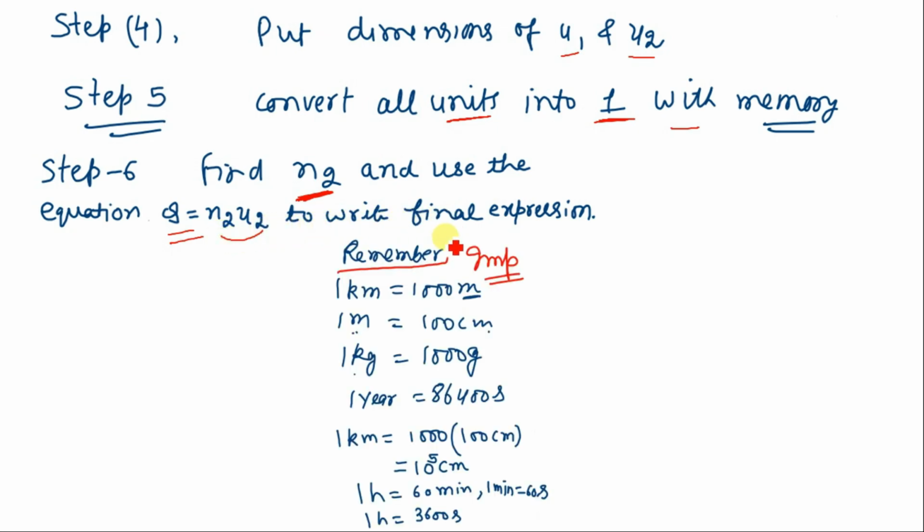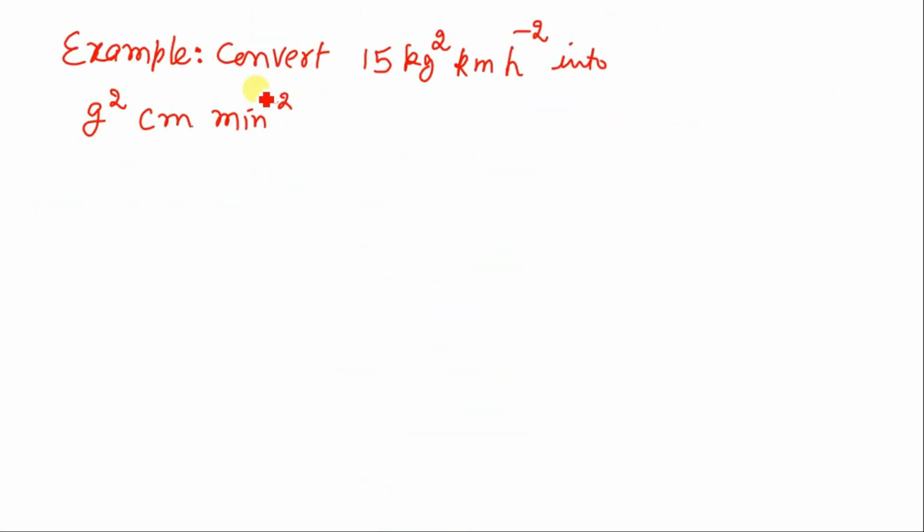While doing the numerical problems based on this fact, we have to remember certain things, that 1 kilometer is equal to 1000 meter, 1 meter is equal to 100 centimeter, 1 kilogram is 1000 gram, 1 year is 86,400 seconds, and 1 kilometer can also be written as 10 raised to power 5 centimeter. Similarly, we know that 1 hour is equal to 60 minutes, 1 minute is equal to 60 seconds, and 1 hour is also equal to 3600 seconds. Let us now take an example.